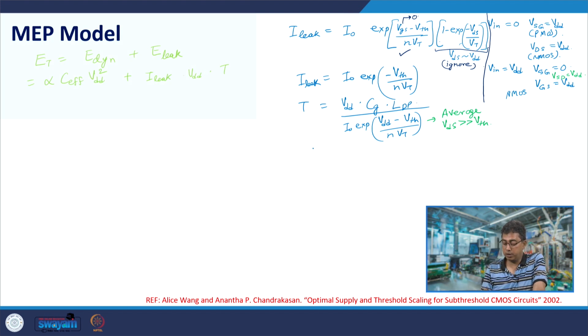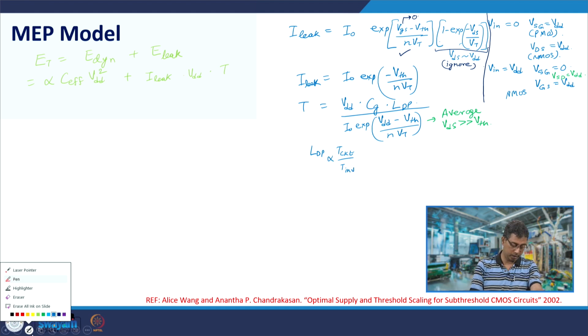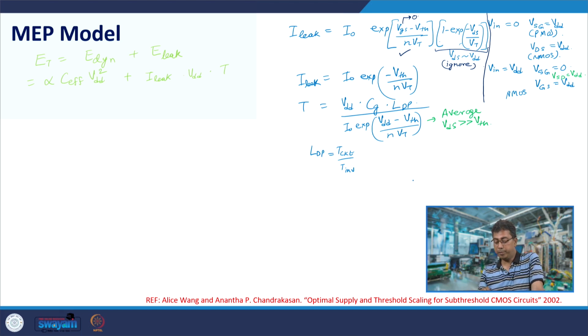Now, what is this logic depth? For a given circuit, the logic depth is the number of stages in terms of an inverter. So, if the delay of the circuit is some T circuit, and the delay of the inverter is T inverter, then this logic depth is given by T circuit by T inverter. So, the total time period is logic depth into T inverter. That is what we have done here.